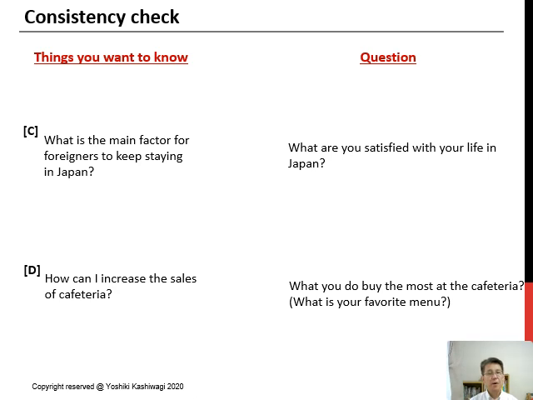Okay, let's look at other questions. Example C. What is the main factor for foreigners to keep staying in Japan? The question to achieve this goal is, are you satisfied with your life in Japan? What is an issue about the question? And how would you fix the issue in the question?